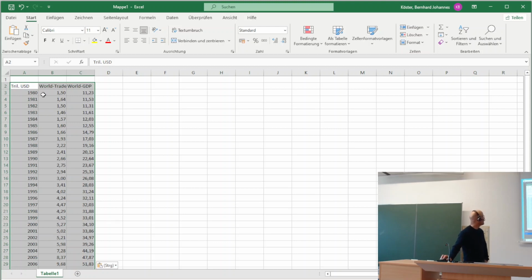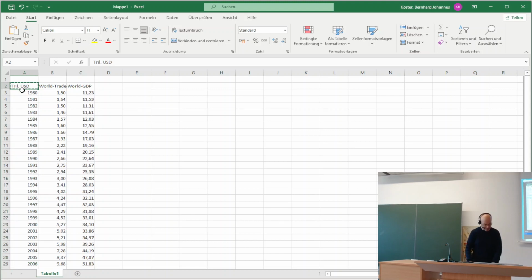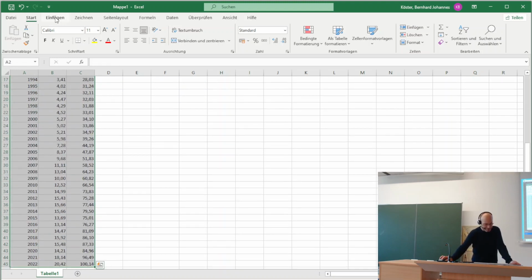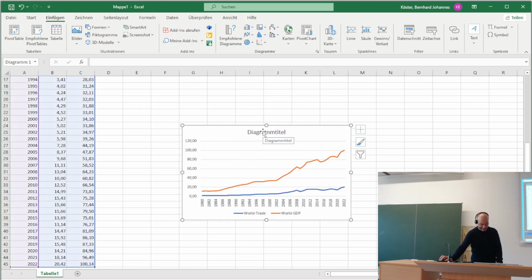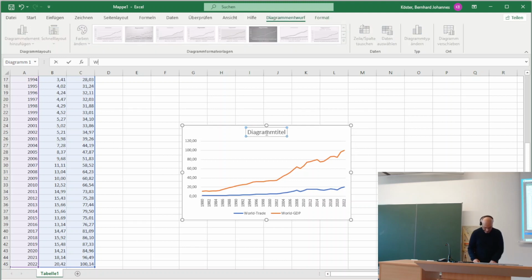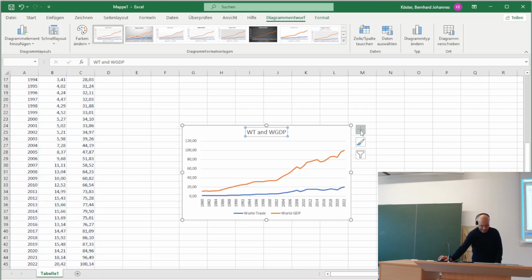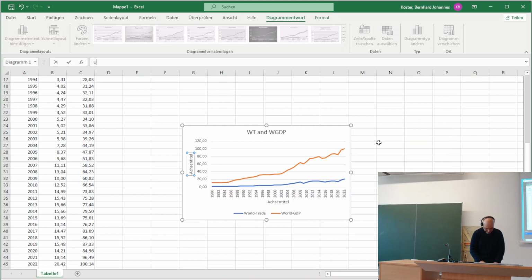So, well, now let's first reproduce the diagram: world trade and world GDP, and this is in trillion US dollars.